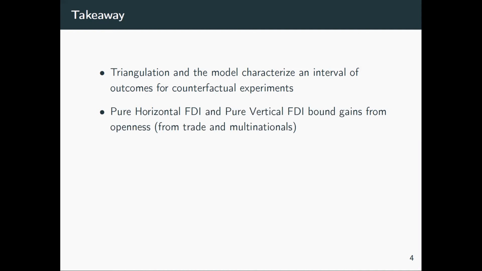Once we assume pure horizontal FDI, where affiliates are only selling to the host country, we will derive maximum gains from openness for any country. If we assume pure vertical FDI, where affiliates are only selling to the headquarters country, we will derive minimum gains from openness for any country. This shows that studies assuming horizontal FDI or vertical FDI may be assuming something very specific in terms of gains from openness. Now let's move on to more quantitative results.